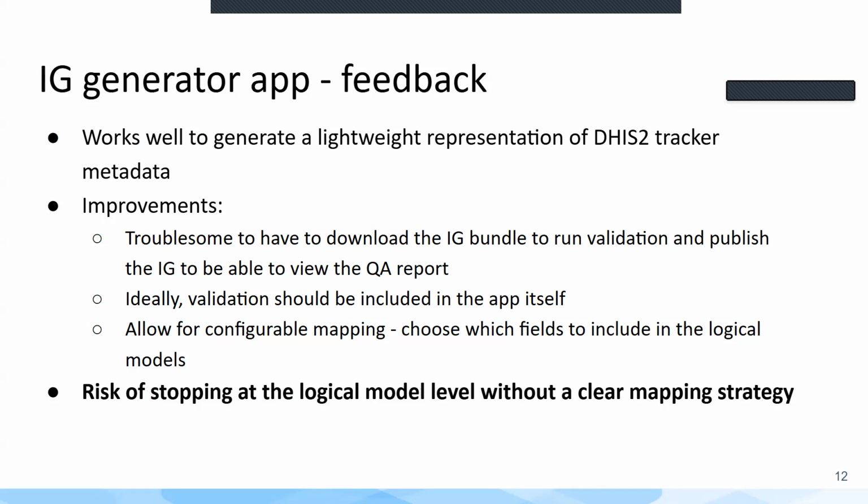And the last one is the really main one. It's a high risk of stopping at the logical model level without a clear mapping strategy. So what we have is this IG, and we have some documentation of our DHIS2 data model. We have our logical models, we have our questionnaires and our code systems and so on. But then what? What's the next step? Because we haven't actually done any integration yet. We haven't mapped it to actual FHIR resources or FHIR profiles.